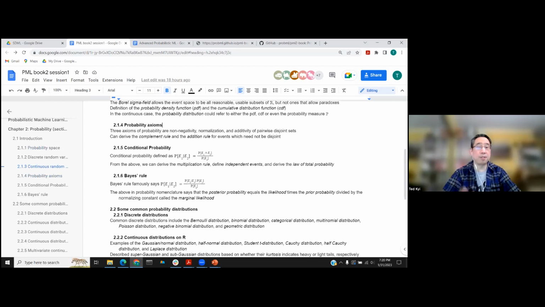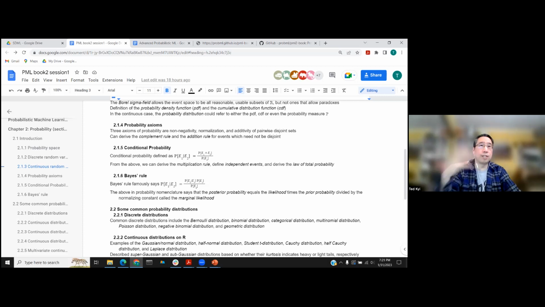So this part probably everybody's familiar with, right? Non-negativity, you can't have a negative probability. Normalization, the probabilities always add up to 1, and additivity. So if you have pairwise disjoint sets, then the probability of the union, you just add up all the values, and then from that you can derive the complement rule. So the probability of the complement of a certain set is going to be 1 minus the probability of that set, right? And then the addition rule, when you have events that aren't disjoint, you subtract the probability of the intersection.